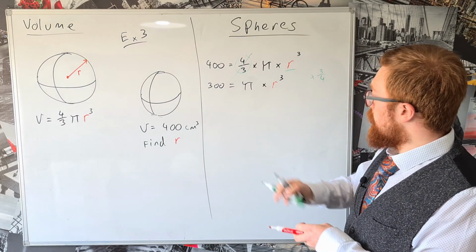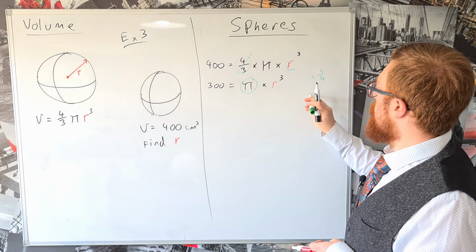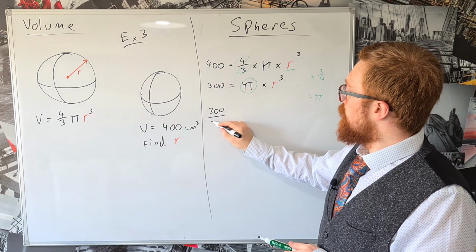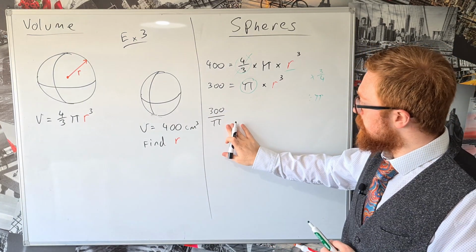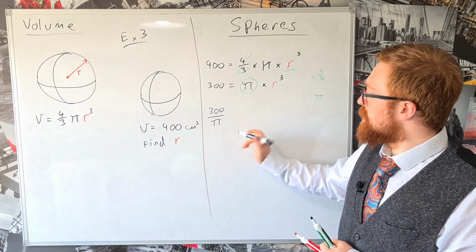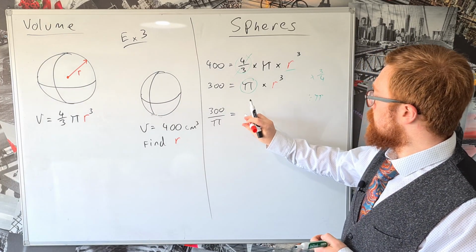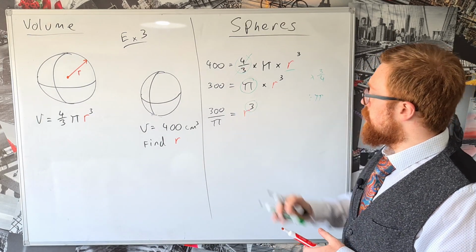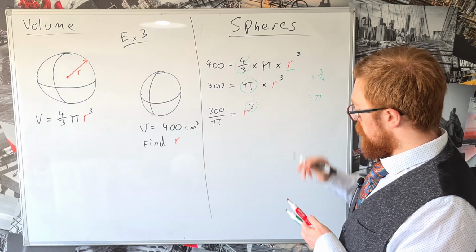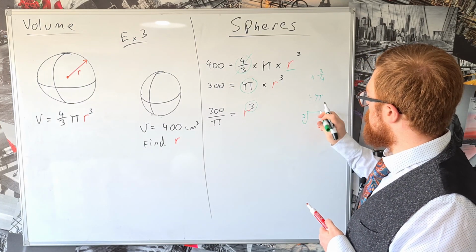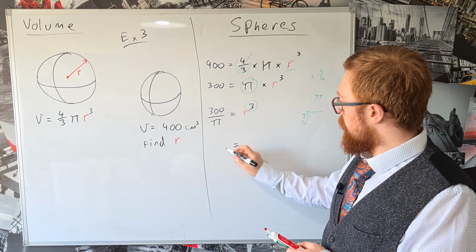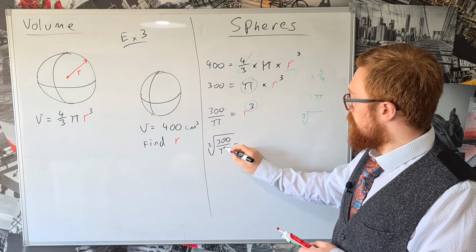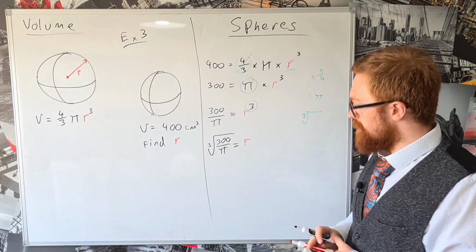So now we're going to get rid of this pi by dividing by pi, which gives me 300 over pi. I could type that into my calculator, but I'm going to wait until the very end to type it into my calculator to reduce my rounding errors. And then finally, we want to get rid of this cubed. The opposite of cubed is cube root. So I'm going to cube root both sides. And that gives me the cube root of 300 over pi is equal to r.